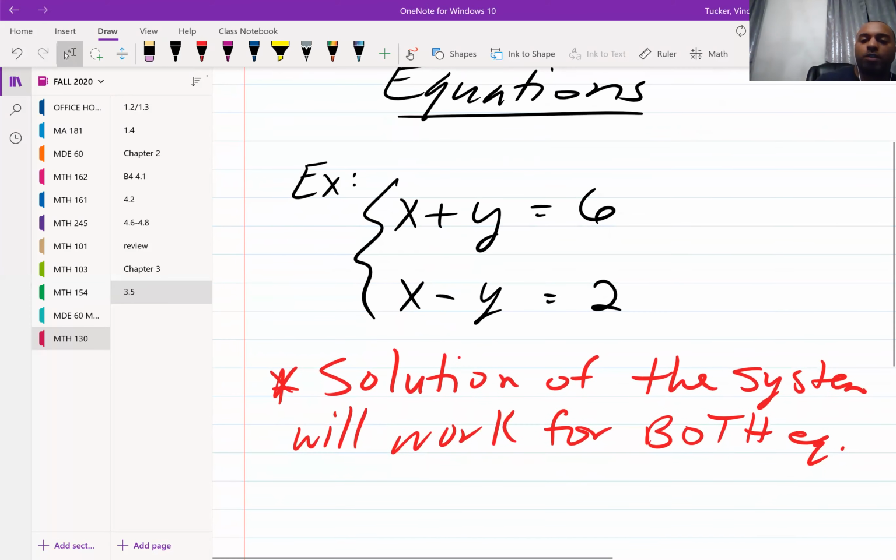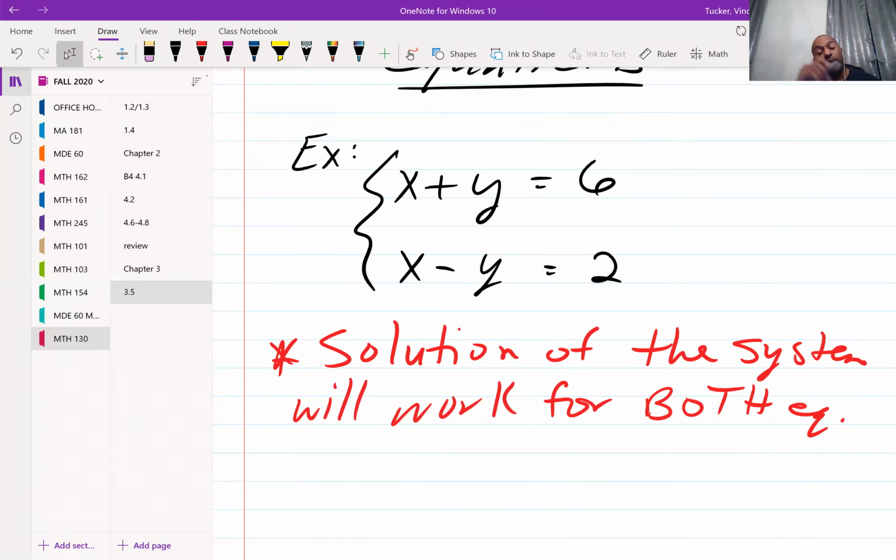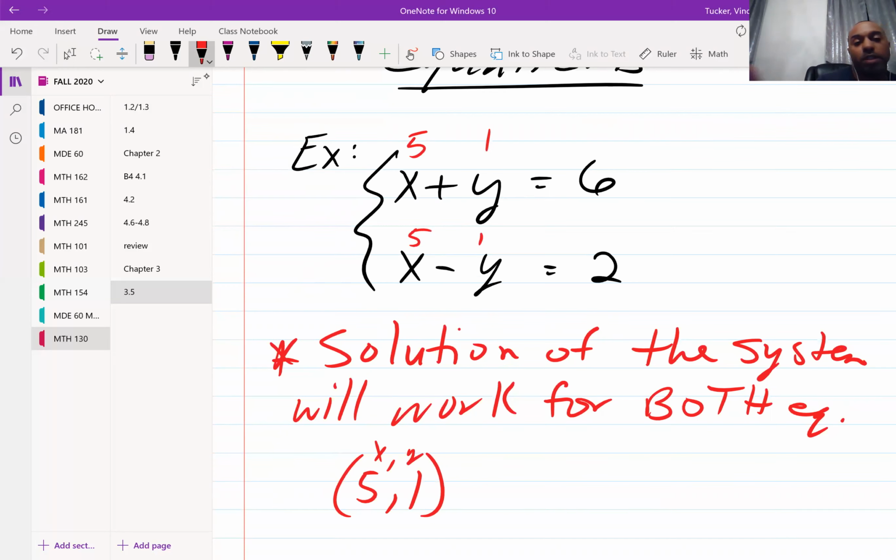So a solution for the system will work for both equations. What I mean by that is the ordered pair (5, 1) wouldn't be a solution for the system, because 5 plus 1 is 6, remember x is always the first and y is always the second part of your ordered pair, but 5 minus 1 is not 2. So whatever your solution is, it's an ordered pair that will work for both of them. All right.